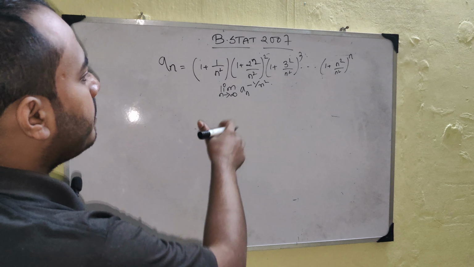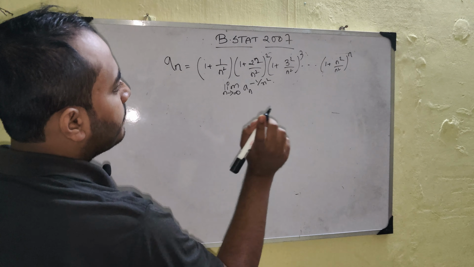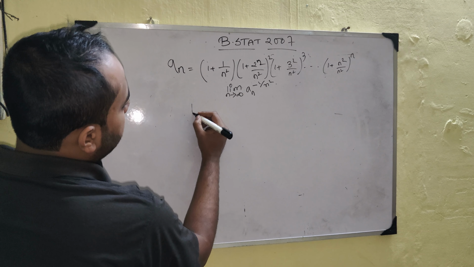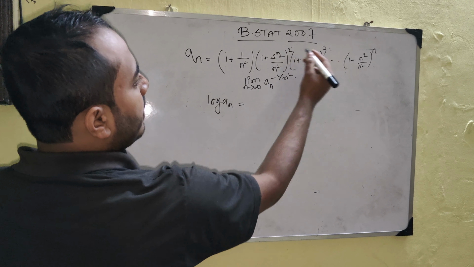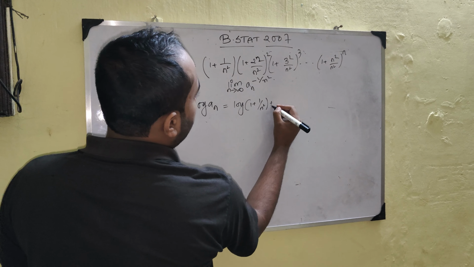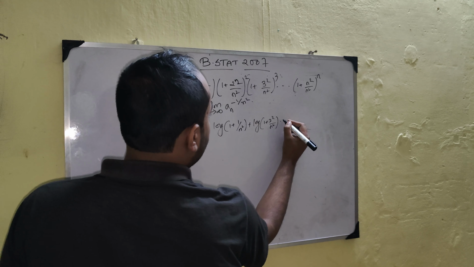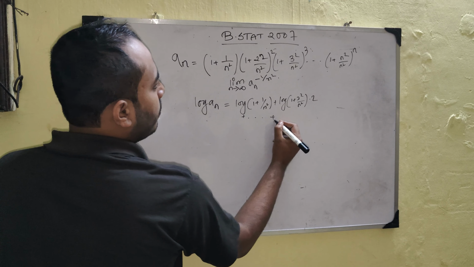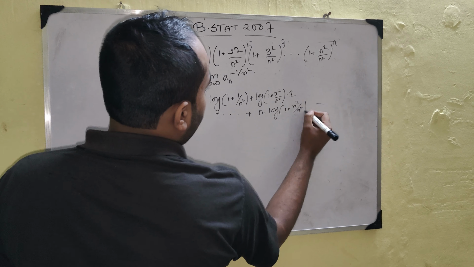So here we have another problem, and this is a very interesting one. An equals this whole expression. We have to find the limit of this. First, we want to write this as log of an. So log of an should simply be, if you take log on everything, log of 1 plus 1 by n square plus log of 1 plus 2 square by n square whole into 2. And in a similar way, it will go up to n into log of 1 plus n square by n square. Correct?